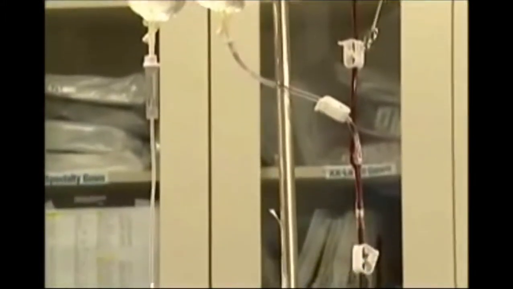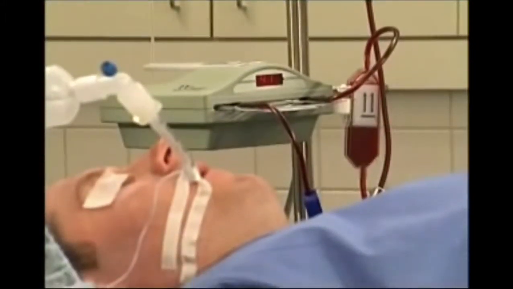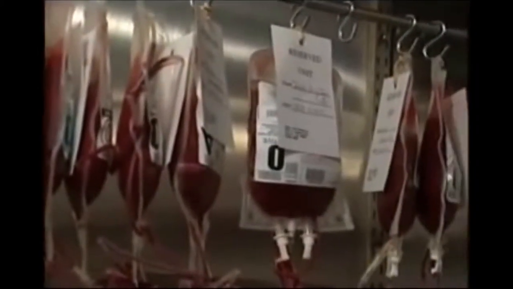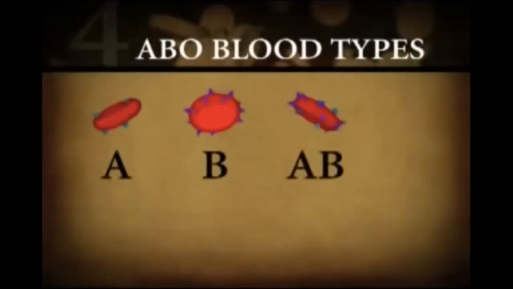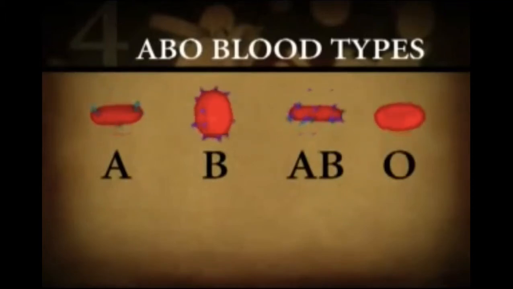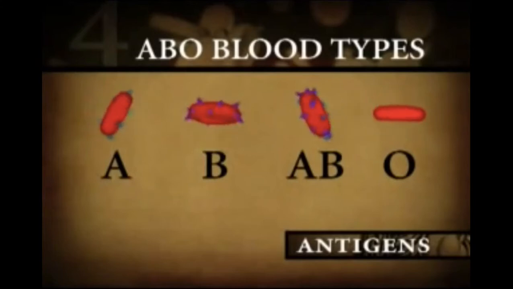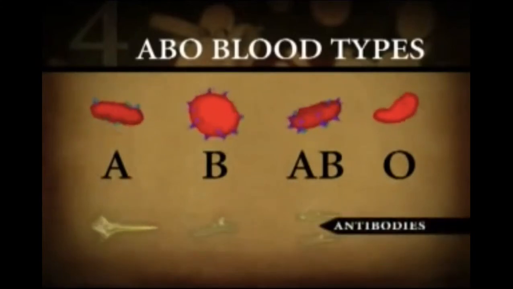Blood transfusions are often needed to treat patients whose red cells or volume of blood have dropped too low. But it's critical that the blood to be transfused be matched to the recipient's blood type. There are 4 ABO blood types: A, B, AB, and O. Each is characterized by the presence or absence of different antigens found on the surface of red blood cells and the presence or absence of different antibodies circulating in the blood.